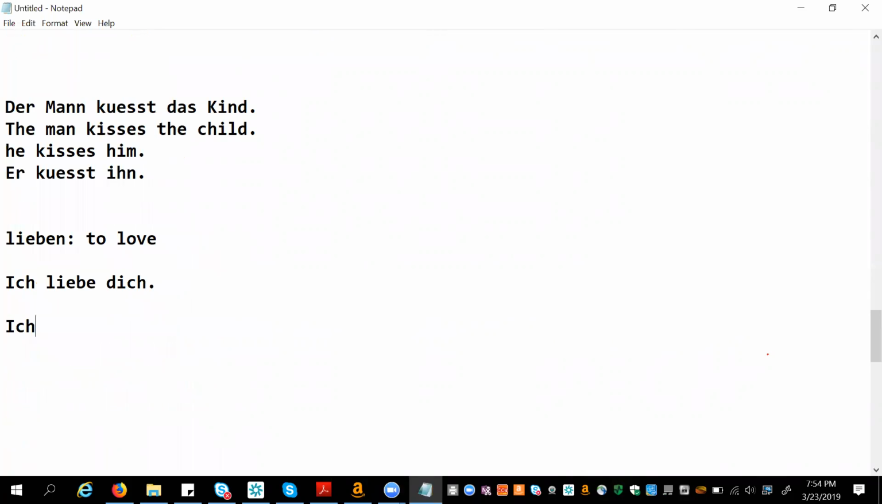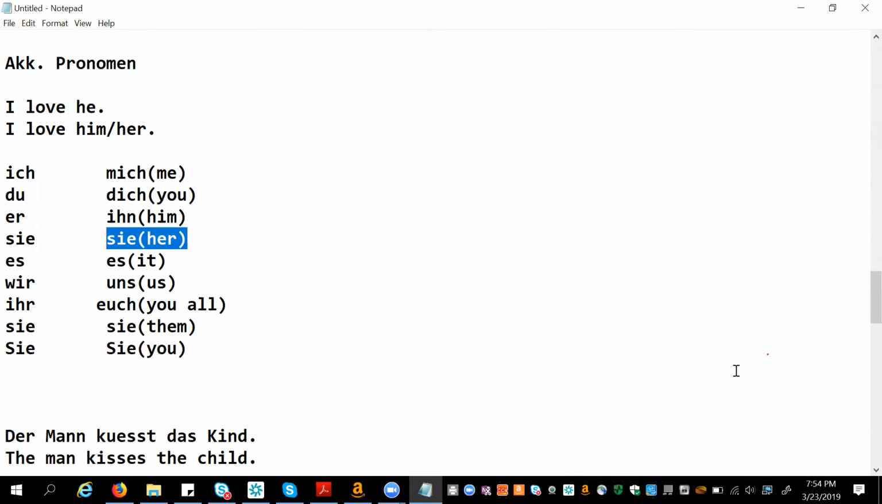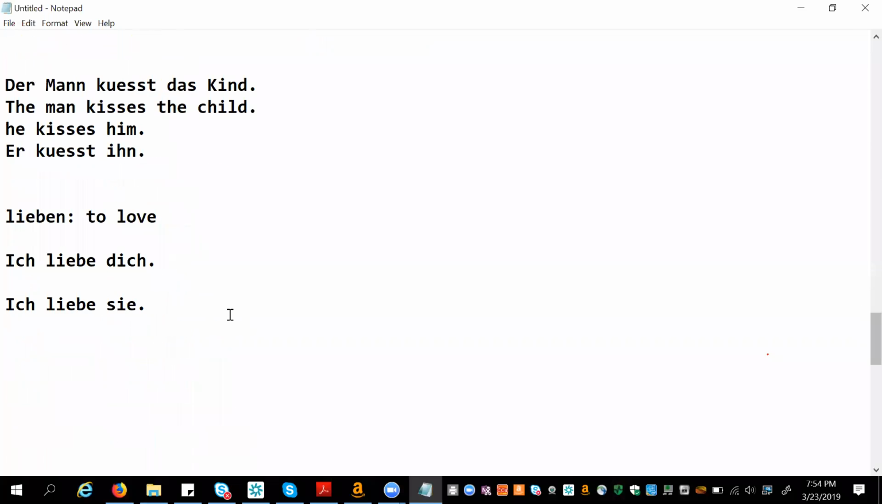I love her. Ich liebe sie. Her, sie. Direct object. Perfect. Now, ich kaufe, I am buying. Den Wagen is the car. Now, Wagen is der Wagen, right? But why is it changing to den Wagen?